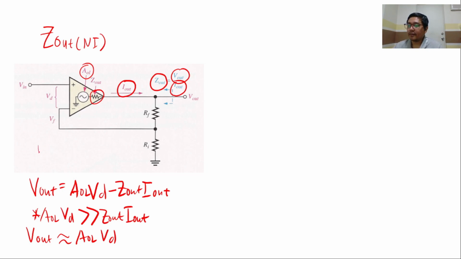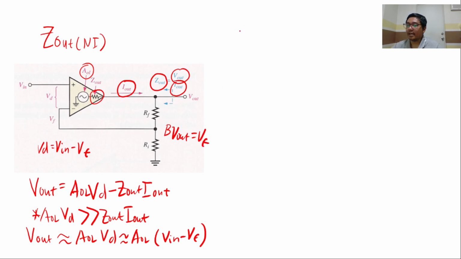And we know that VD is equal to Vin minus Vf. We can replace this by AOL times (Vin minus Vf). And we also know that B times Vout is equal to Vf. That's why we can write the equation as Vout approximately equal to AOL times (Vin minus B times Vout).